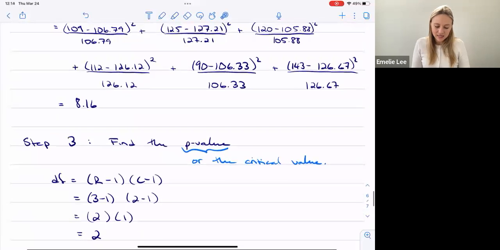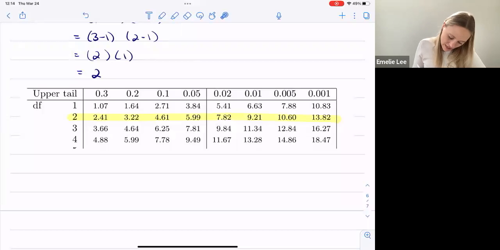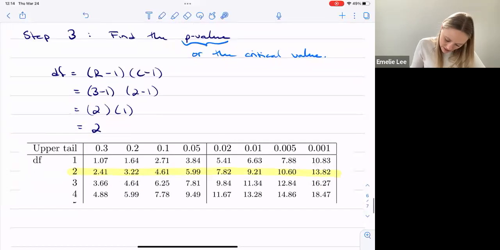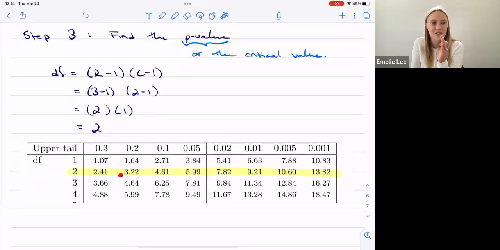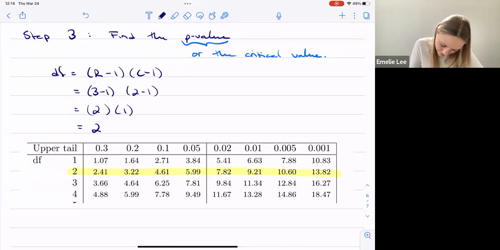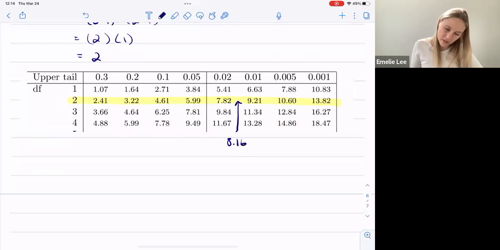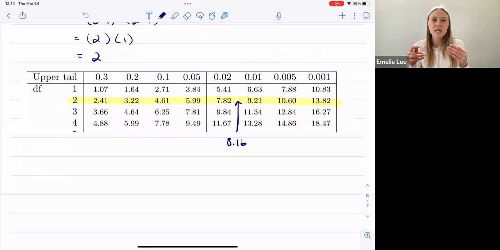I take my calculated chi-squared and I compare it to either a critical value or I try to place it along this line. So a couple of things I could do, right, is if I take 8.16 and I try to place it along this line, notice they're all increasing. So 8.16 would be somewhere between here and here. It's too nitty gritty to try to figure out which one it's closer to. The interval is all that we care about, right?